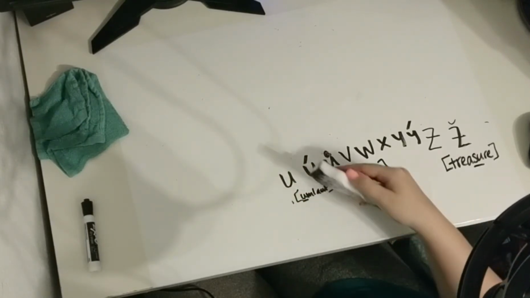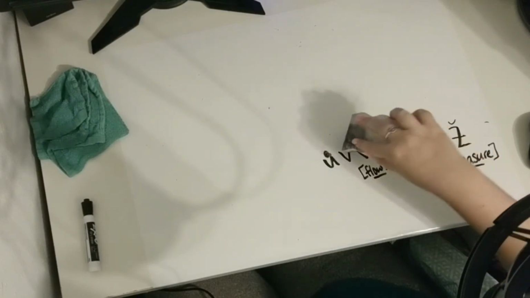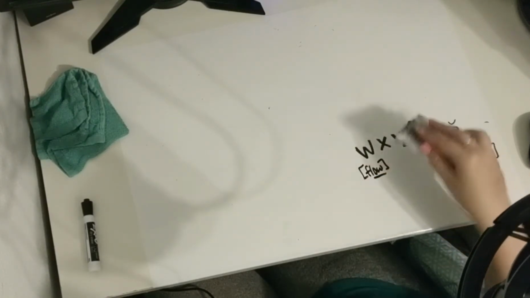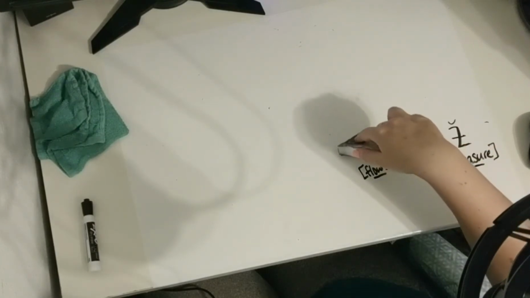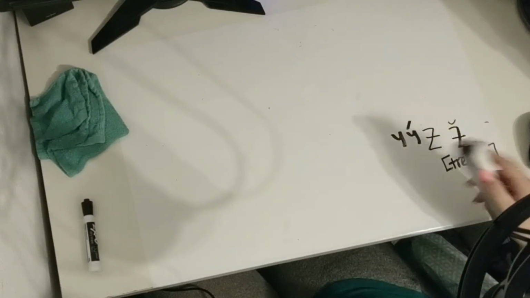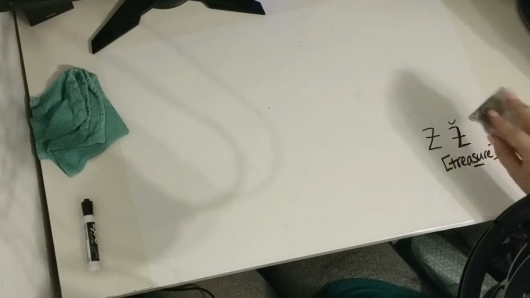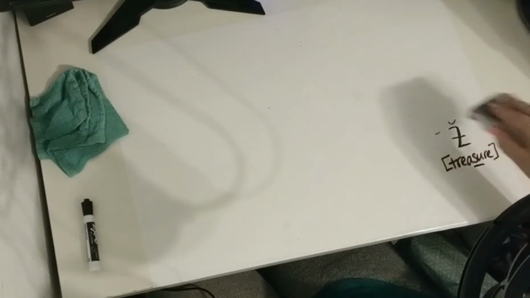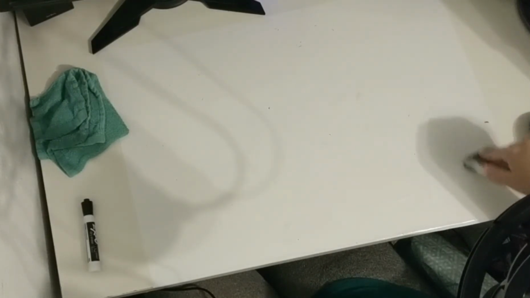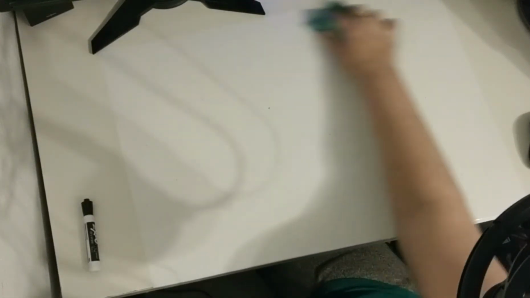Erase this too. Ooh, and ooh. V. O, not W, O. X sound. E, and E. Z, Zh. Z with the check, zh. And now you know the Czech alphabet.